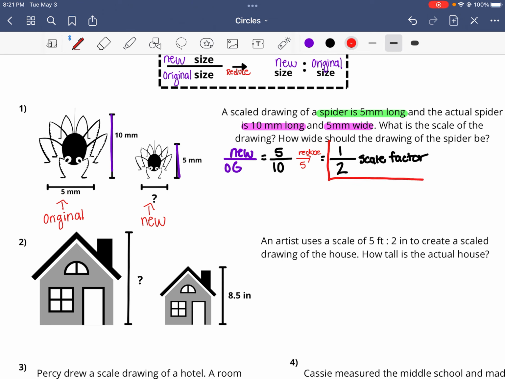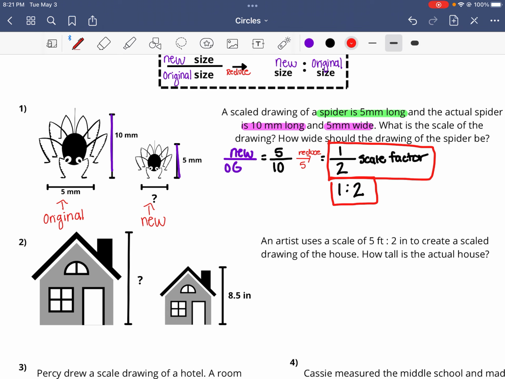So remember, there's two ways to write this. You can either write it as a fraction or you write it as a ratio. The way you write it as a ratio would be like this. So that means that I took my spider and I halved the size and I drew it, right? Makes sense. I had 10, I halved it and it became 5.